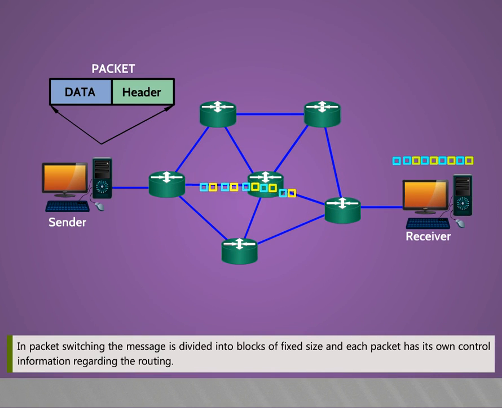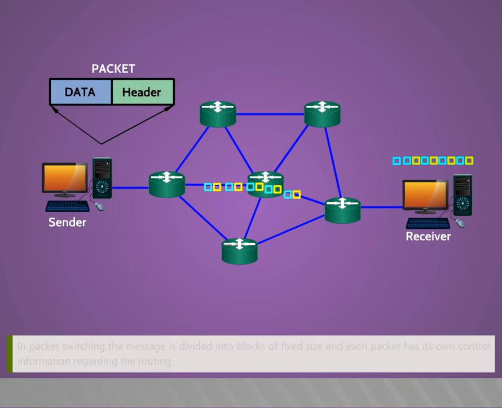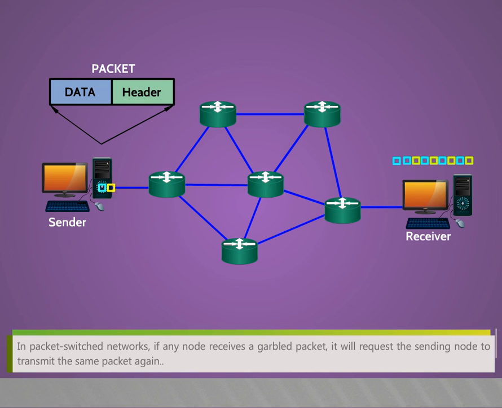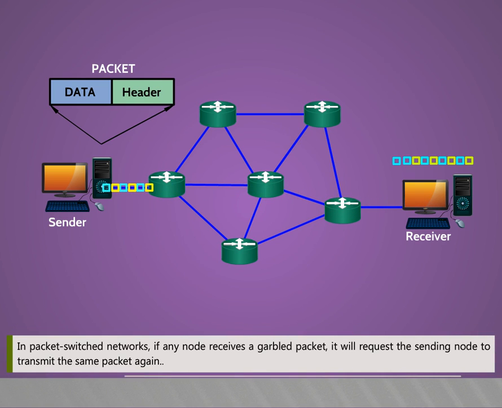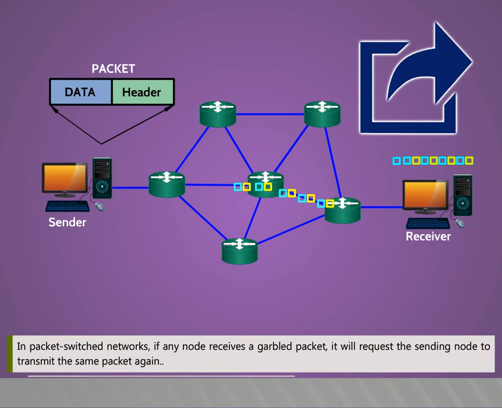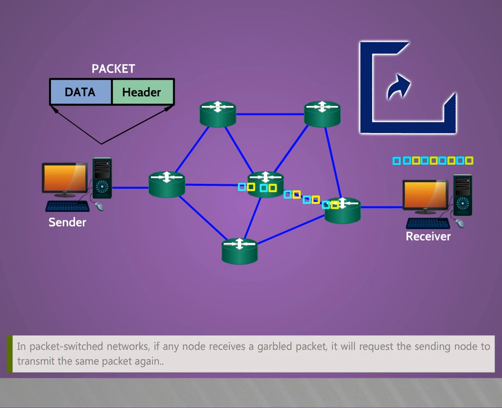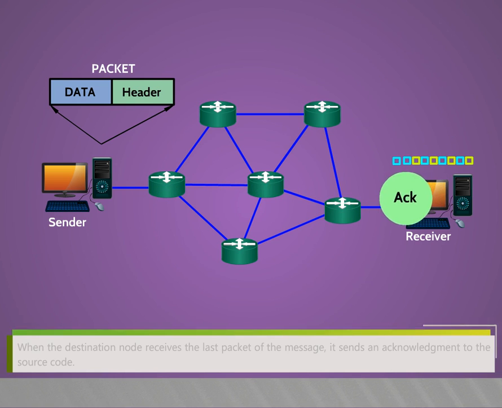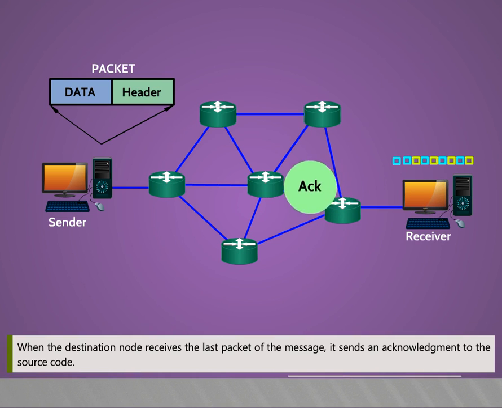In packet switching, the message is divided into blocks of fixed size, and each packet has its own control information regarding the routing. In packet-switched networks, if any node receives a garbled packet, it will request the sending node to transmit the same packet again. When the destination node receives the last packet of the message, it sends an acknowledgement to the source node.